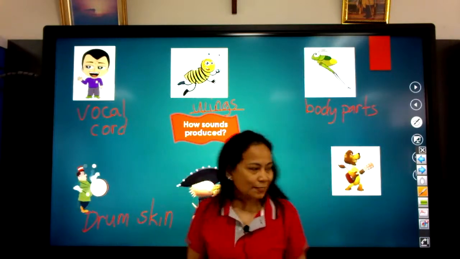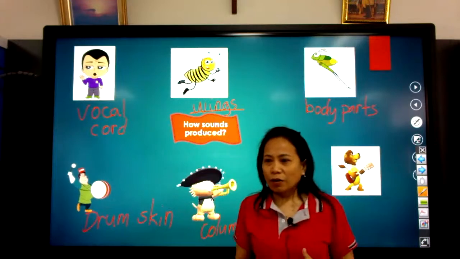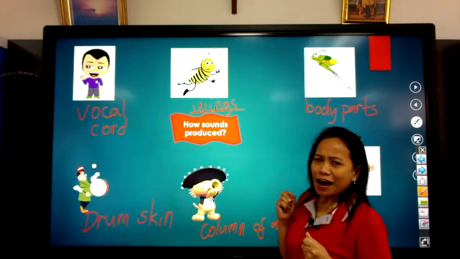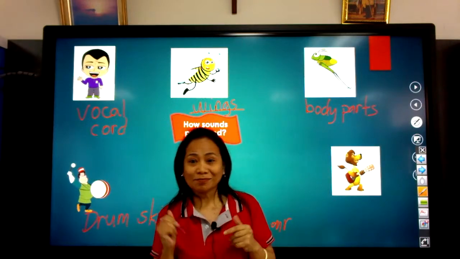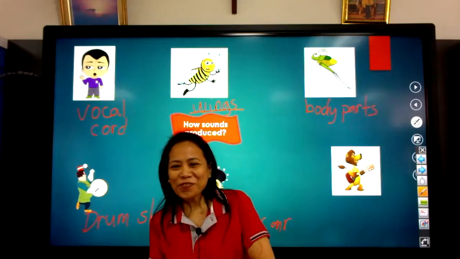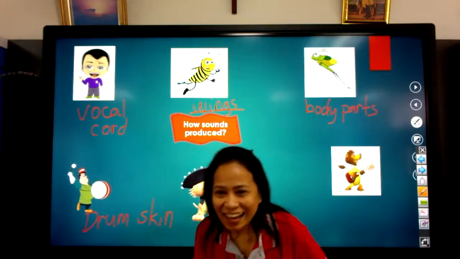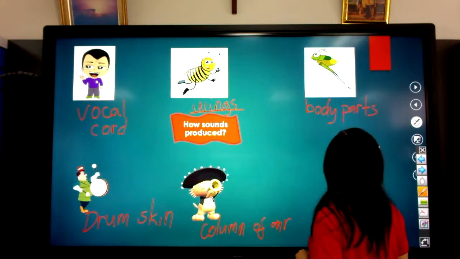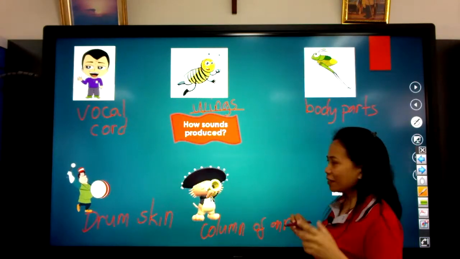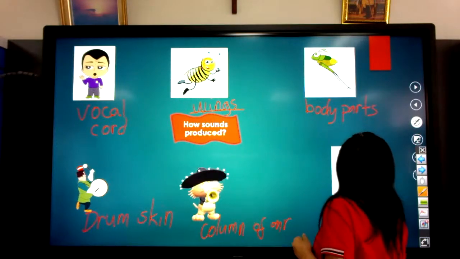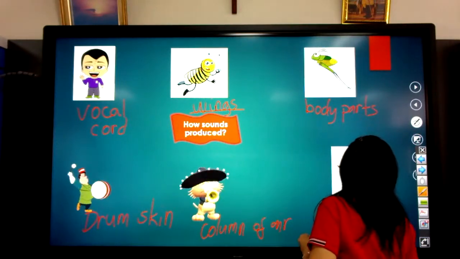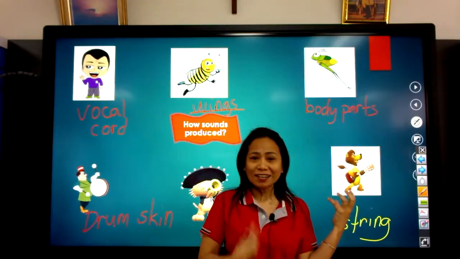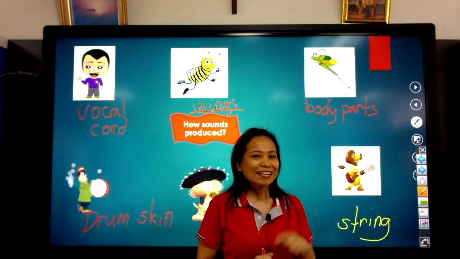Okay, the last is the guitar. So, how does the guitar produce sound? Okay, very good. Everybody got the answer. I'm so glad that you remember these things. The part of the guitar that produces sound is the string. When you pluck the string, you are producing sounds.